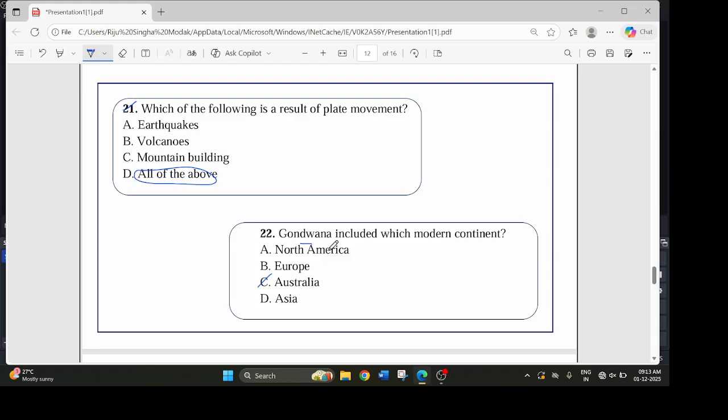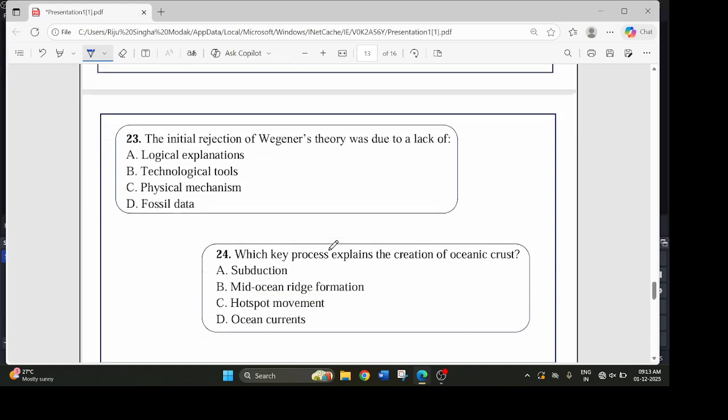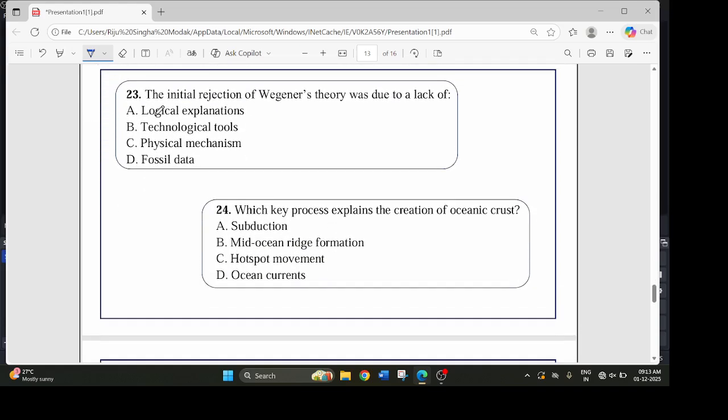Okay, so next question is number 23. The initial rejection of Wegener's theory was due to lack of logical explanation, technological tools, physical mechanism, fossil data. So the correct answer is the physical mechanism. Option C, physical mechanism.